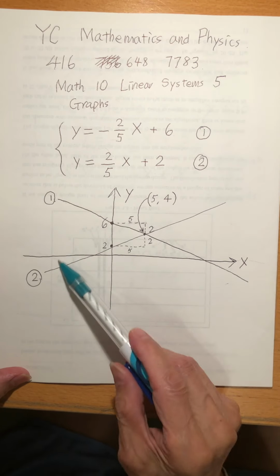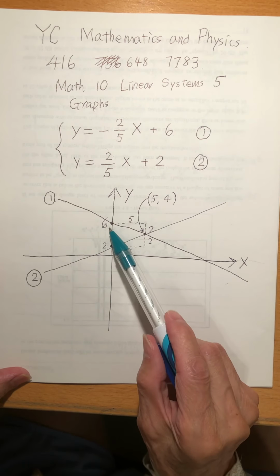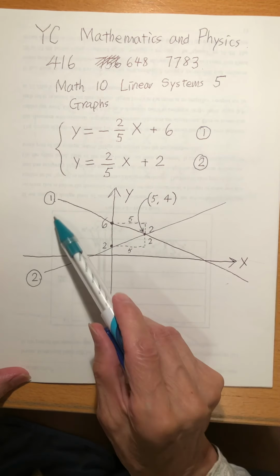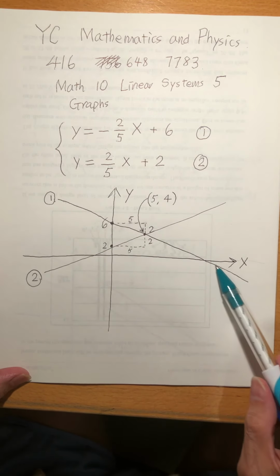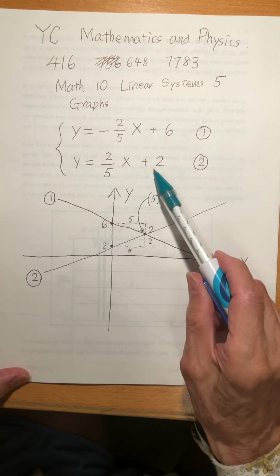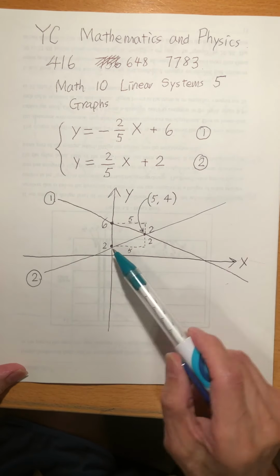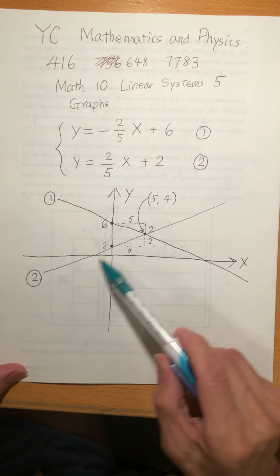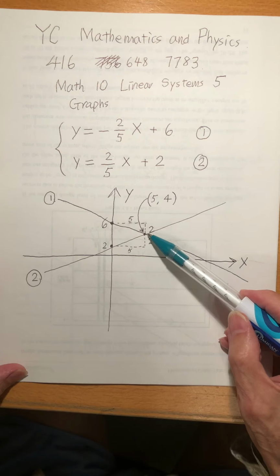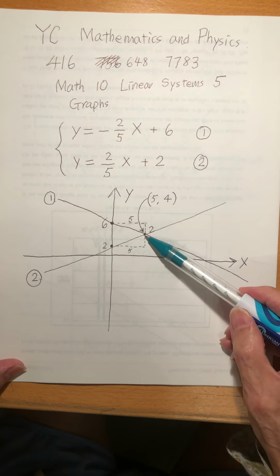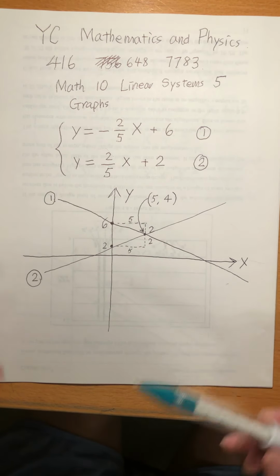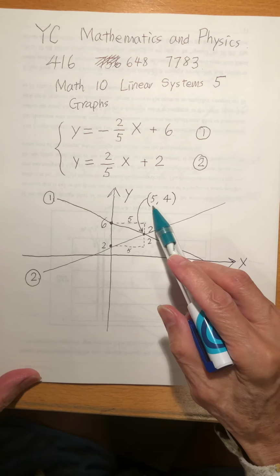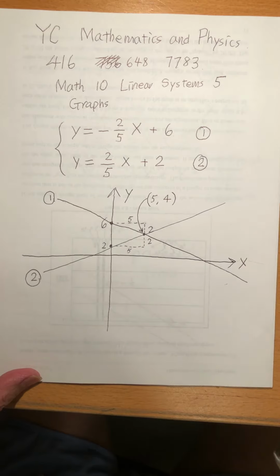So you draw the two lines. Intercept 6, the slope is negative 2 over 5. Another one has a y-intercept 2, and the slope is positive 2 over 5. So these two lines intersect at a point. If you draw the graph carefully, you will see that the point of intersection is (5, 4).